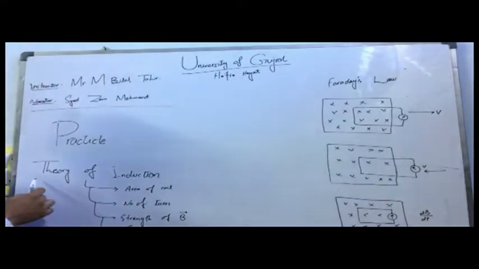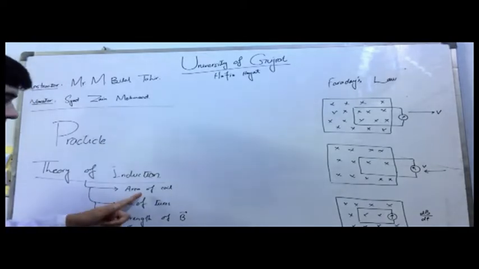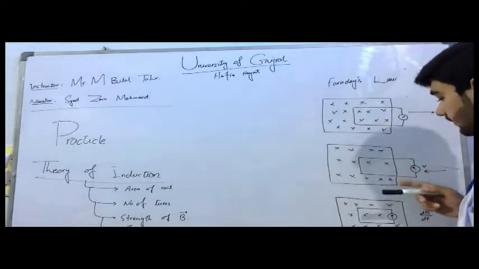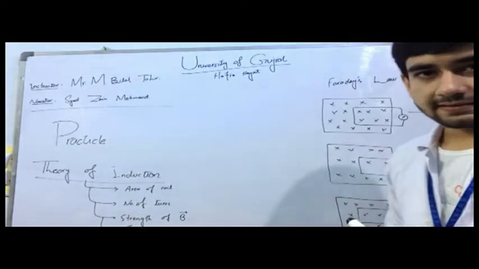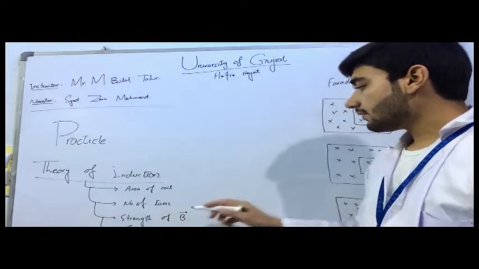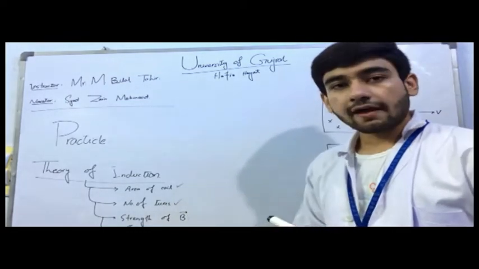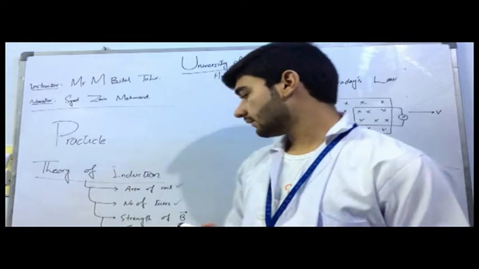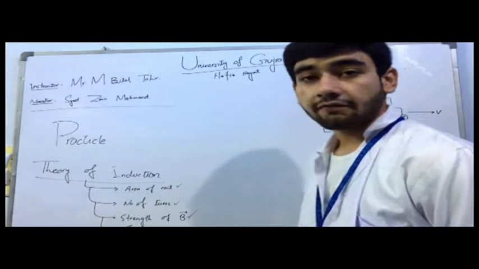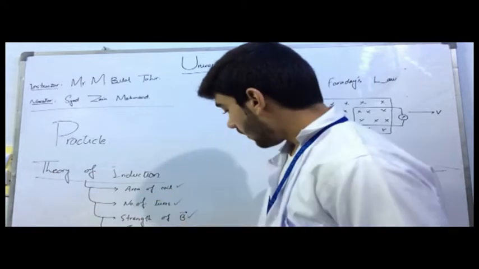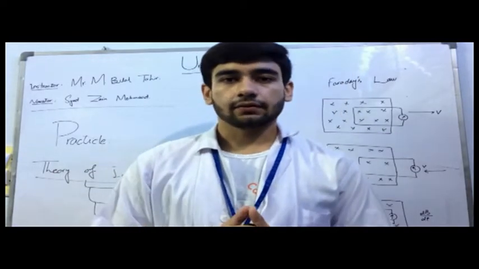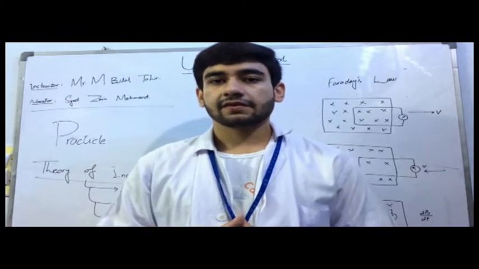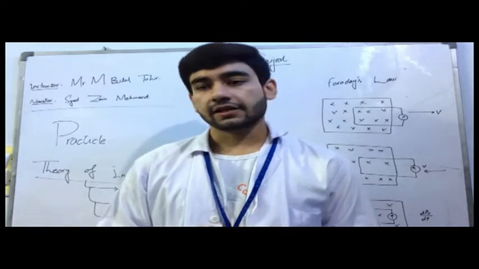So here is our practical theory of induction. We have 4 points. First one is the area of the coil. These 3 practicals tell us that the area of the coil matters when you are talking about induction. Secondly, we have the number of turns. When you have a larger number of turns, you have larger current. When you have a lower number of turns, you have lower current. Third, we have the strength of the magnetic field B, or the magnets we are using in our practical. Whenever the strength of the magnetic field is changed, the current produced in the coil is changed.